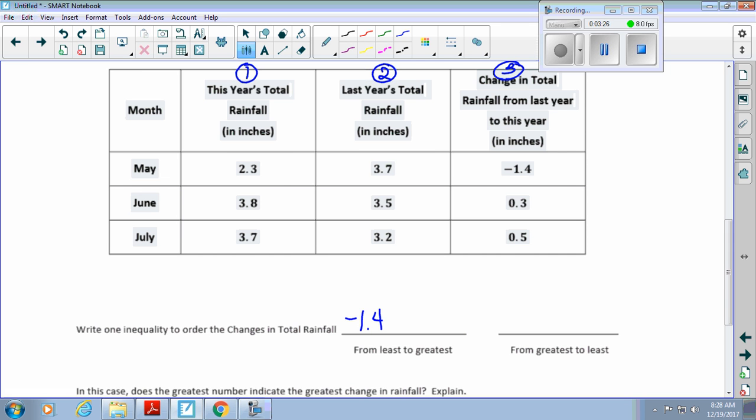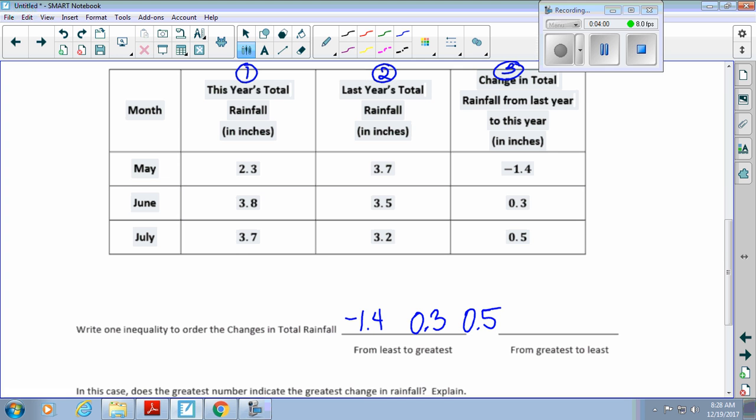We're going to leave a space for our inequality symbols. And then what would our middle value be? 2.3? No. 3.7. You got to look at the last column there. Oh, 0.3. You got it. 0.3. All right, so we're going to write that next. And then the biggest, obviously, is 0.5.